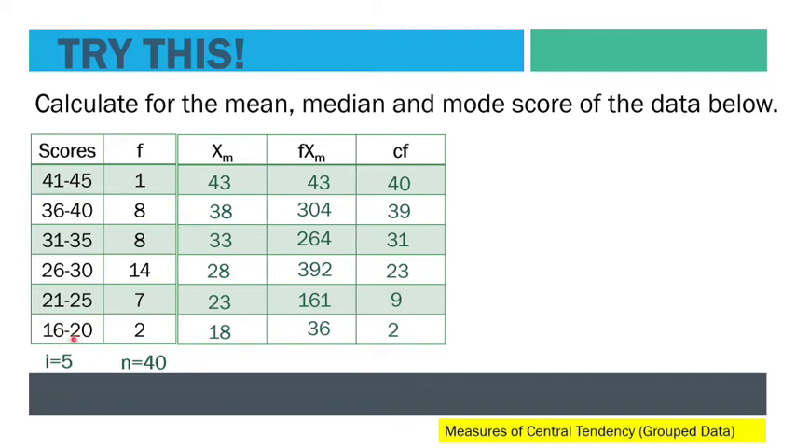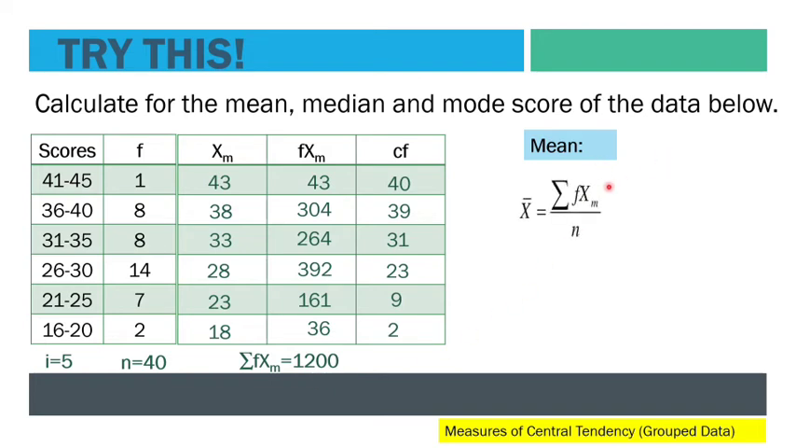You get it? Nice. And then we have to get the total of this column, the summation of f x sub m. So adding them all will give us 1,200. Okay? And now we are ready to solve for the mean.